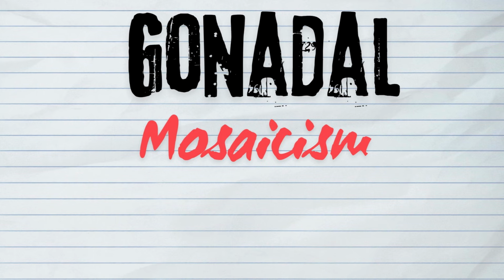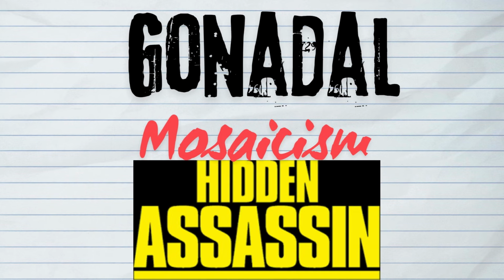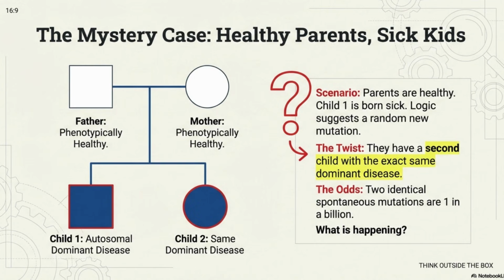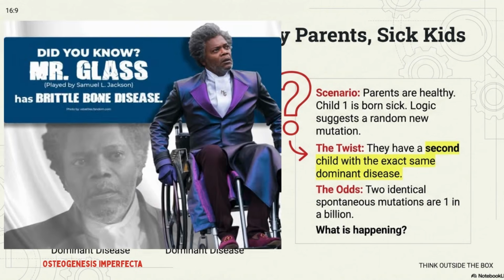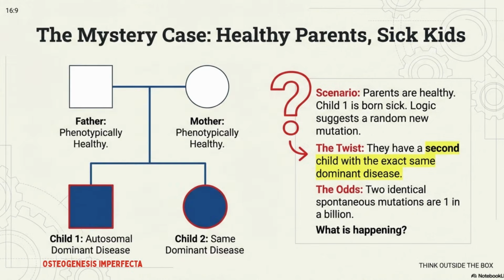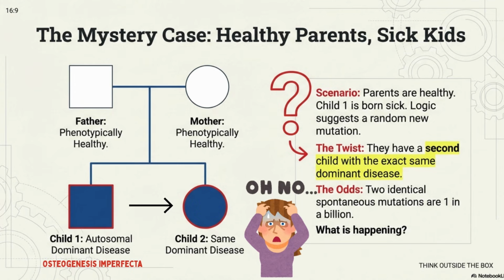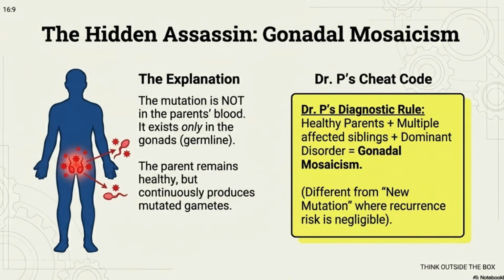Part 4. Gonadal mosaicism, the hidden assassin. Last one. This is a rare curveball. Imagine phenotypically healthy parents have one child with an autosomal dominant disease like osteogenesis imperfecta. You think, oh, it must be a new mutation. Then they have a second child with the same disease. You panic, wait. The odds of 2 new mutations are 1 in a billion. What is happening? Here's the explanation.